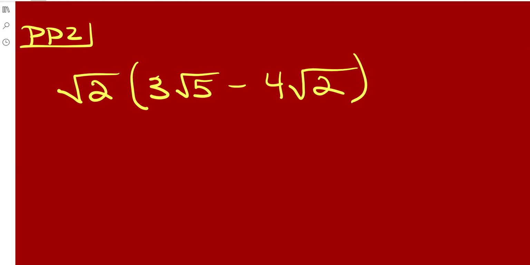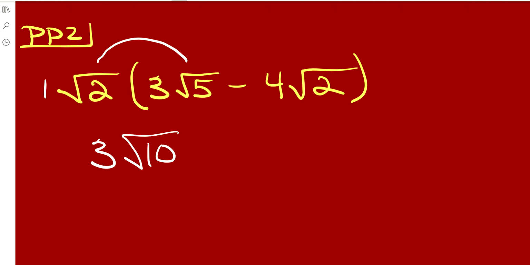Practice problem 2. Well, this looks like a distributive property problem where I'm going to take the square root of 2 and multiply it to 3 times the square root of 5. So remember, there's like a 1 here on the outside, and it would be 1 times the 3 is 3. And then the square root of 2 times the square root of 5 is the square root of 10. And by golly, that's it for the first distribution.